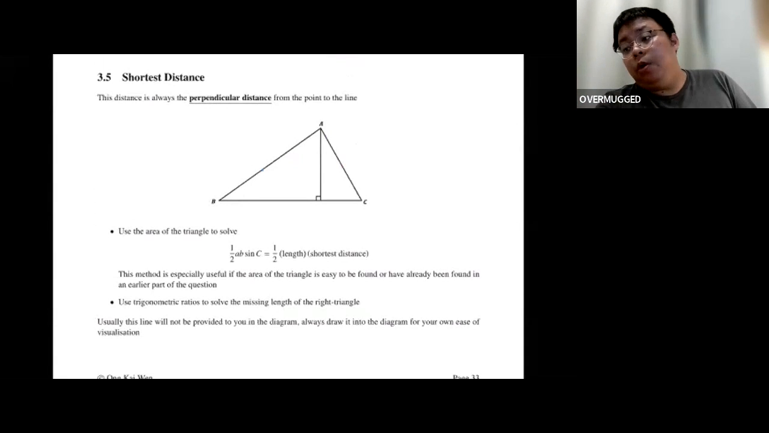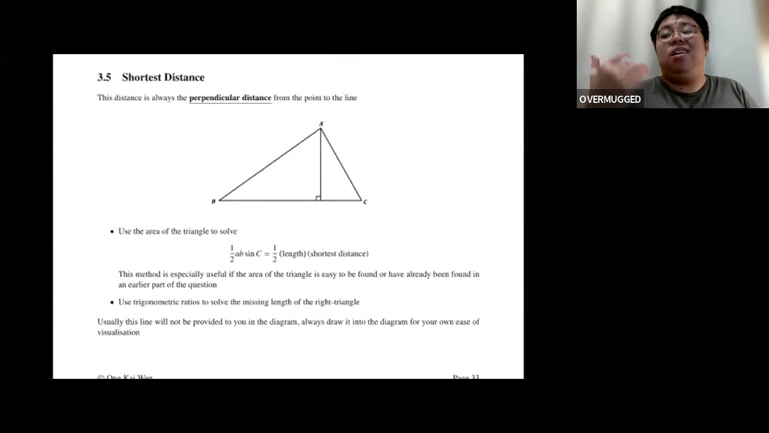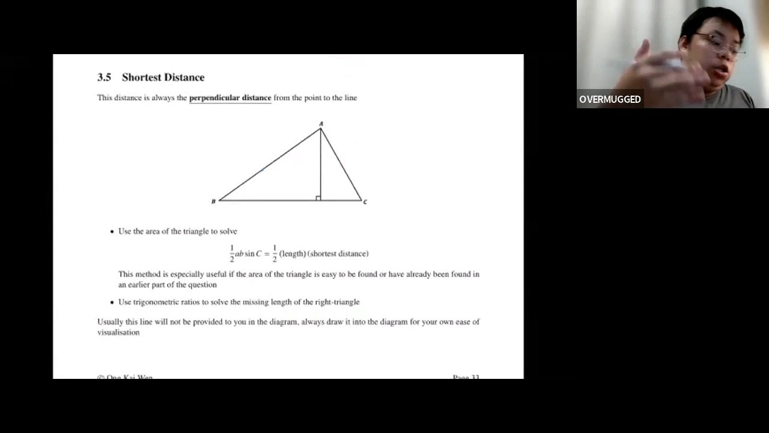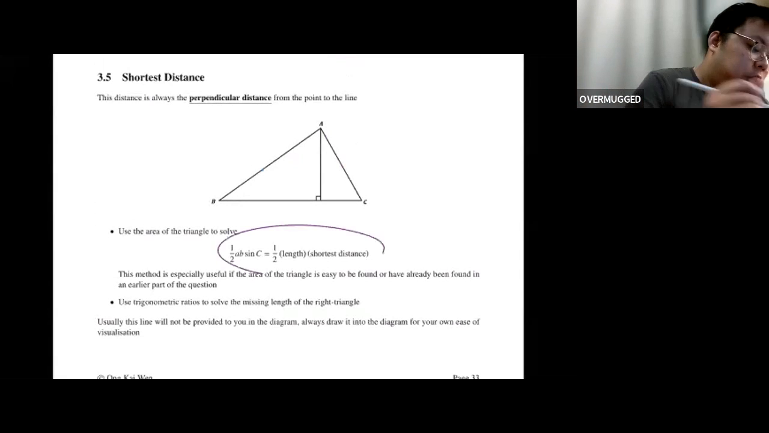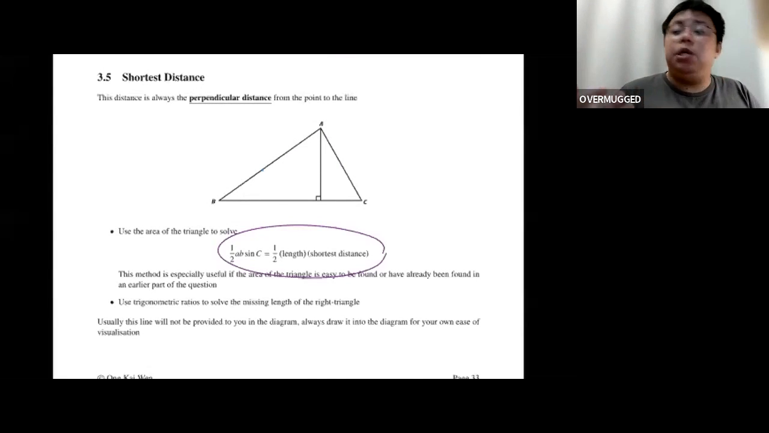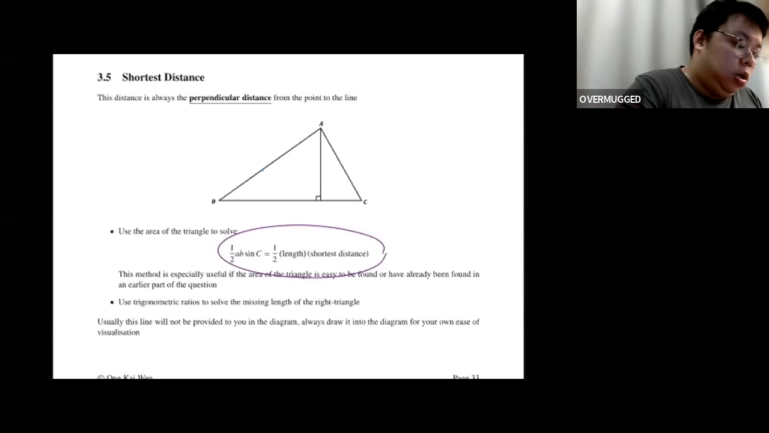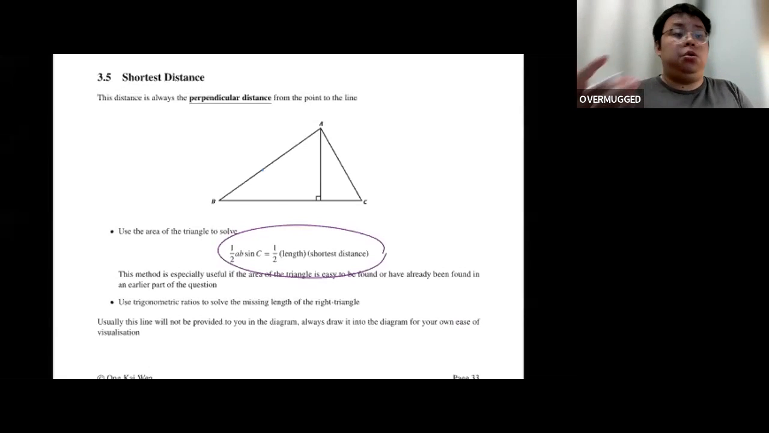There's a very simple reason why: we can use the area of the triangle to help you work out the shortest distance. The formula is given here. So half AB sine C is equal to half times the length times the shortest distance. And you need to remember that the shortest distance is perpendicular. This is the concept that you need to remember.